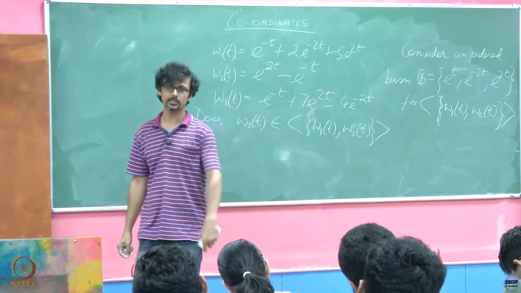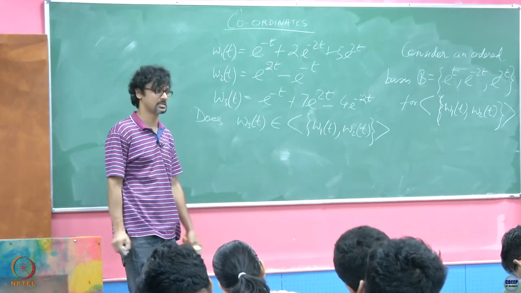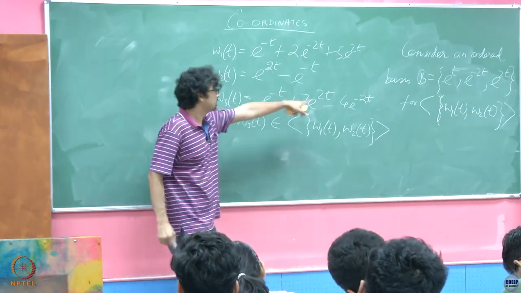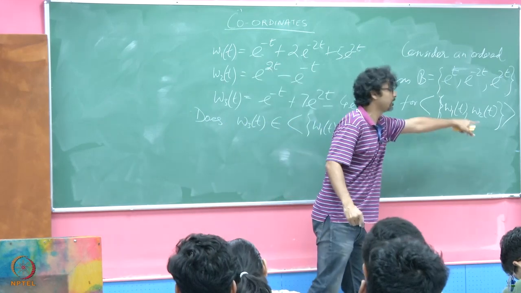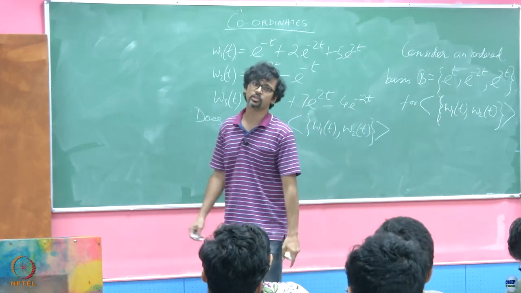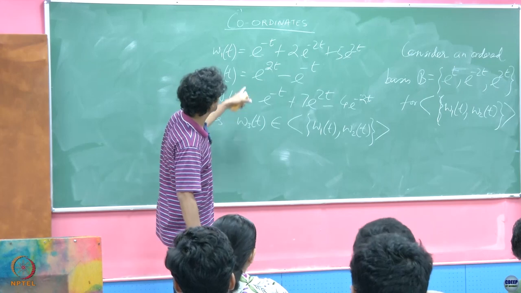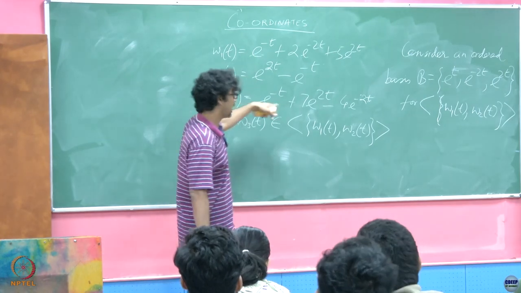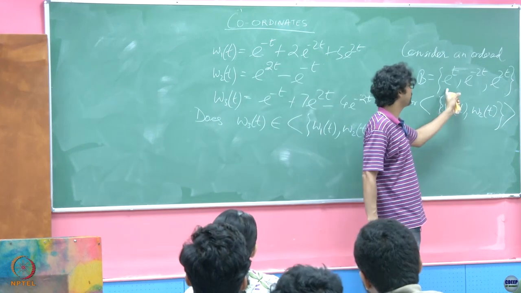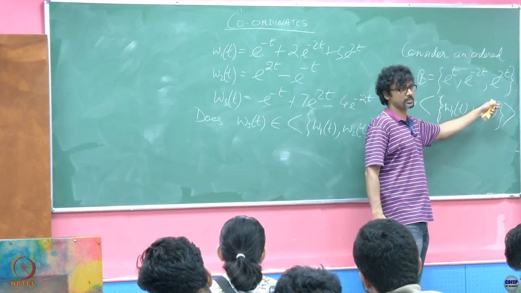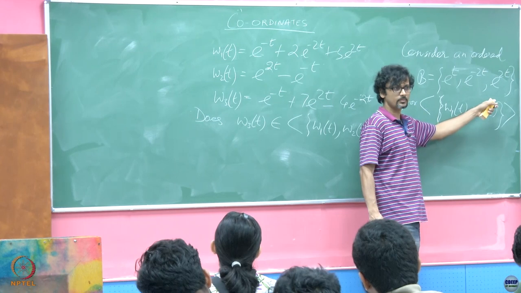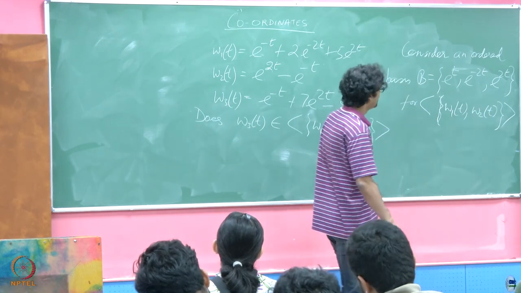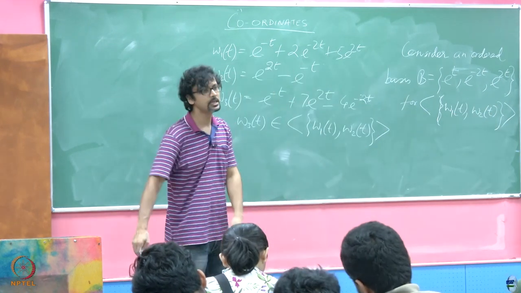So I leave it to you as an exercise to check that this is indeed a basis for the span of W1 and W2. So what do you have to check? You have to check that any vector that you write as a linear combination of W1 and W2 can be written indeed as a linear combination of these three, so it's a spanning set. And the fact that it's linearly independent.